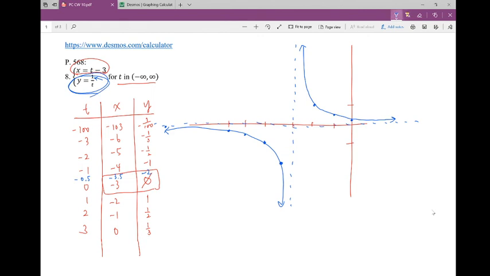Okay, the second part is to define the domain, the set of x-coordinates. The domain here is going to be every value for x is defined except at negative 3. For my range, every value of y is defined except at 0. All right, and we're done.